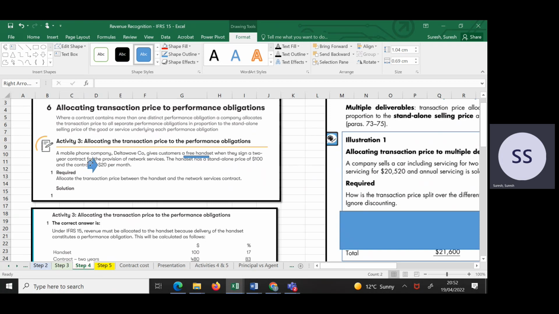So the problem we have now: we will be receiving $480 through this contract, under which there are 2 performance obligations. First, we have to send this customer a handset, a mobile phone, and second, we have to deliver the mobile network servicing for 24 months. So there are 2 different performance obligations. How are we going to allocate this $480 as revenue to each of these separate performance obligations?